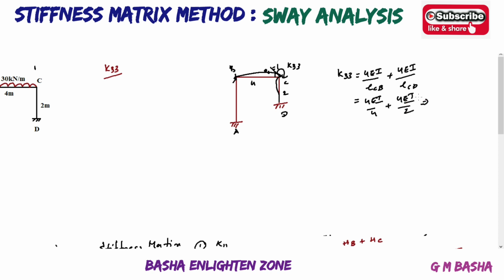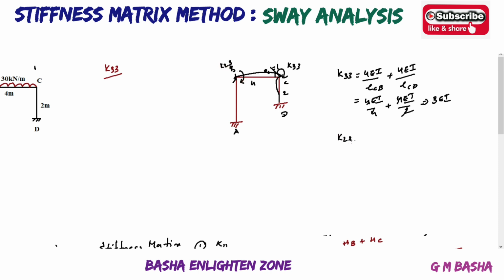If you simplify, how much you will get K33? Your K33 will be 4, 8. So you can simplify directly by using your calculators. 2 times 1 times. So this will go 2 times, this will go 1 times. You will get 3EI. So your K33 will be equal to 3EI. So here you will get K23.